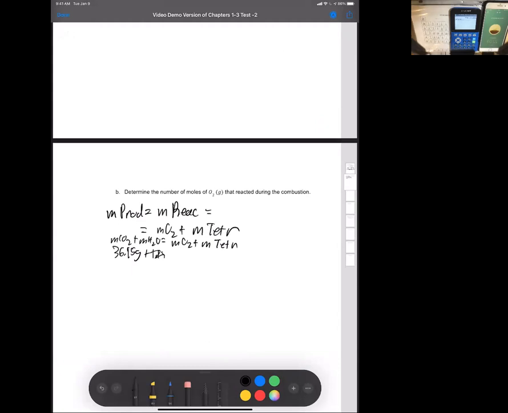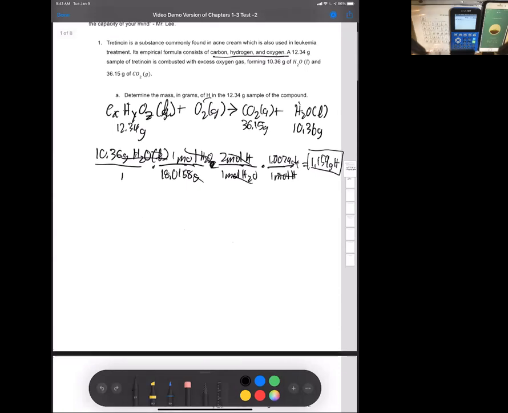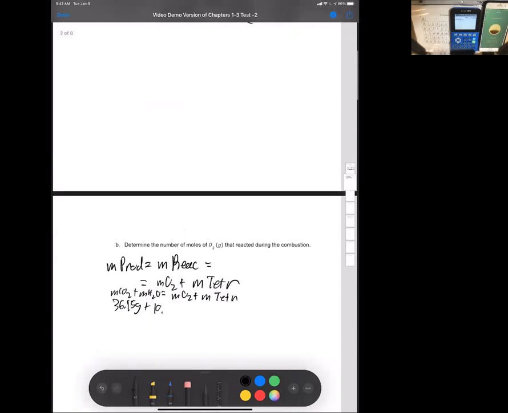Sorry, let's go back real quick. 36.5 plus 10.36 equals O2 plus 12.34 grams. Then I'm just going to solve using some basic algebra, and I can use the calculator. 36.5 plus 10.36 minus 12.34 equals 34.17.